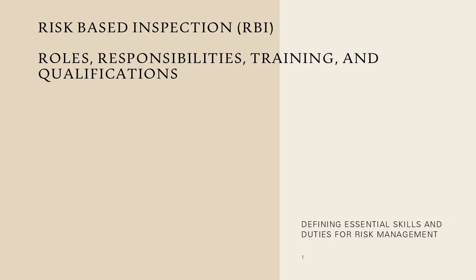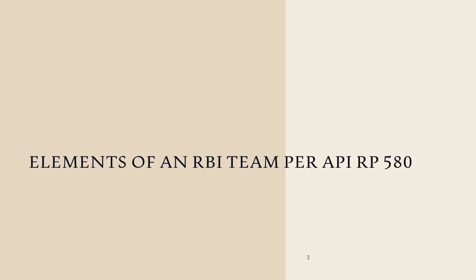Risk-based inspection, RBI, roles, responsibilities, training, and qualifications, defining essential skills and duties for risk management. Introduction to Section 7 of API RP 580, Team Approach, Team Members, Roles, and Responsibilities, including Team Leader, Inspection and Corrosion Specialists, Process and Operations Personnel, Maintenance and Management, Risk, Safety, Environmental, and Financial Roles, Training and Qualifications for RBI Application, and Keys for Success in RBI Team Performance.